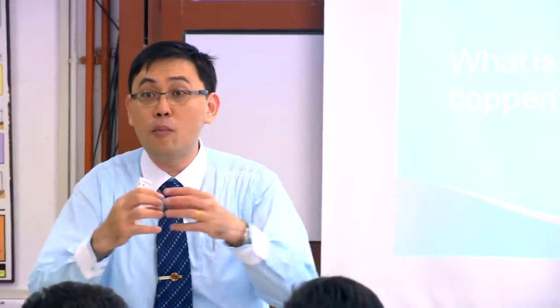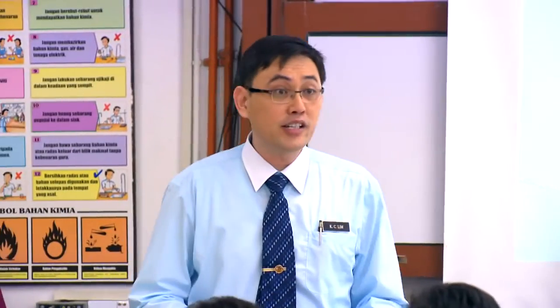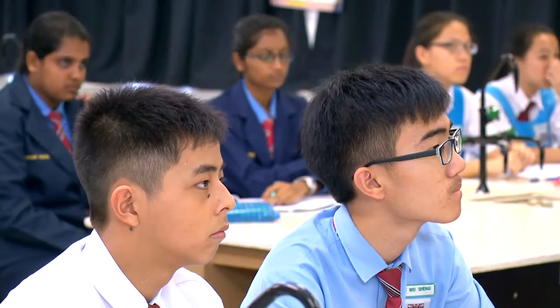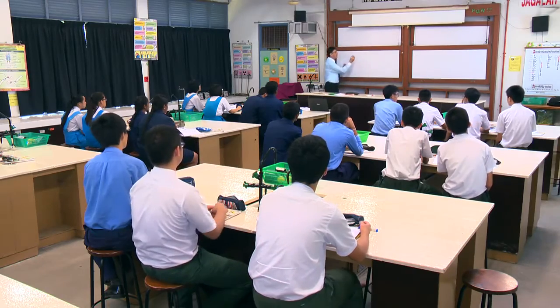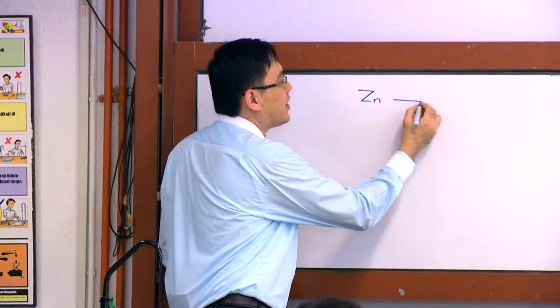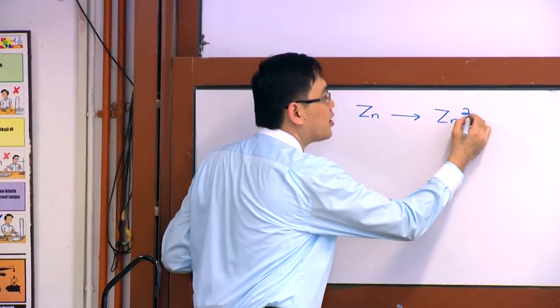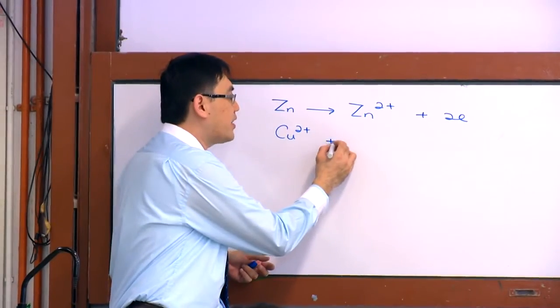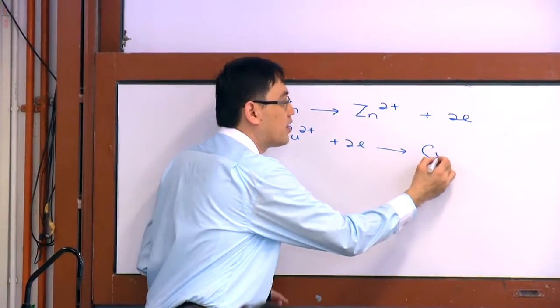So now we want to combine the half equations to form the ionic equation. How are we going to form the ionic equation? Just now in the negative terminal, we have the zinc atom turned into the zinc ion by losing 2 electrons, correct? On the positive terminal, we have the copper(II) ion. This copper(II) ion will gain the electrons to become copper.